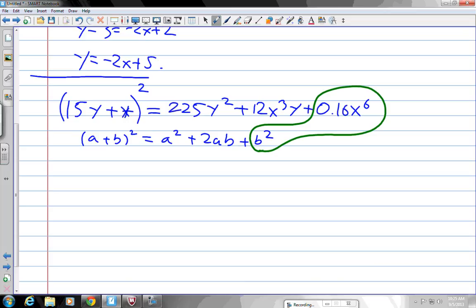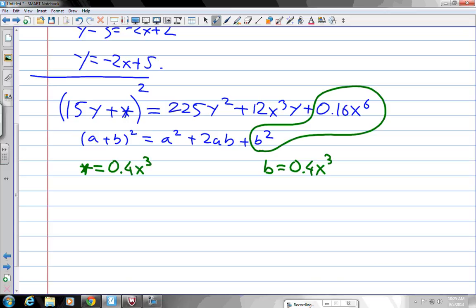0.4x cubed, right? If b squared equals that, then b has to equal 0.4x cubed, because if you square that, you get that. Does that make sense? That's really it. So the star is 0.4x cubed.